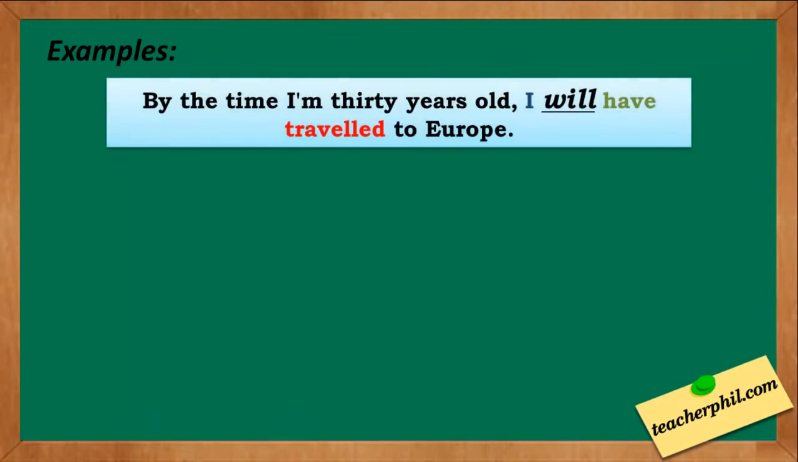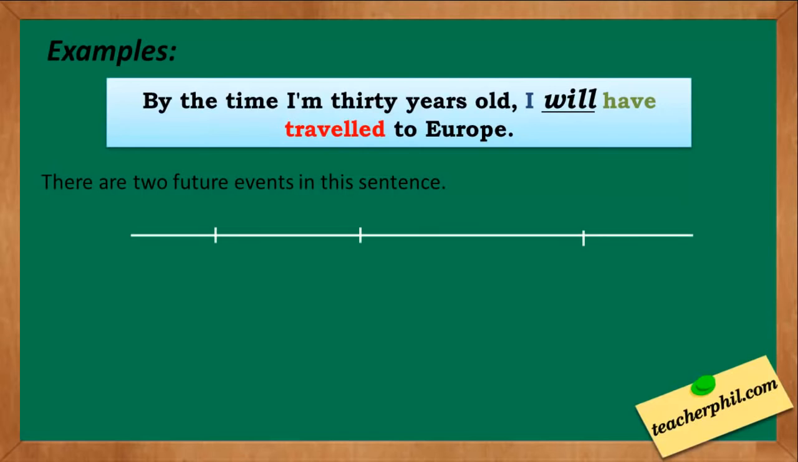Examples: by the time I'm 30 years old, I will have traveled to Europe. There are two future events in this sentence. Let's try to break them down. Here's the present and the two future events. The first one, I will travel to Europe. And the second one, by the time I'm 30 years old.